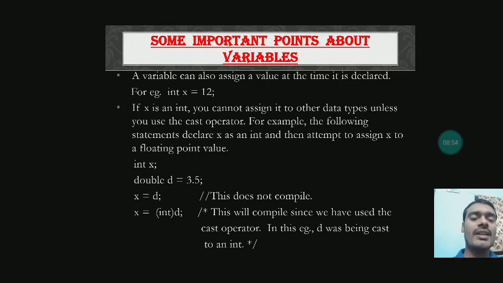I have written some comment. This will compile since we have used the cast operator. Here we have used the cast operator, so it will be compiled in Java. And in this example, d was being cast into an int. The variable d, which is double data type, is being converted into integer data type of type int.